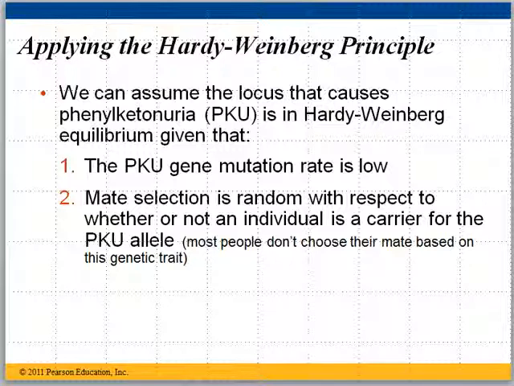So the PKU gene mutation rate is fairly low. That satisfies number one. Mate selection is random. For the most part, when you meet a girl or a guy and fall in love, you don't ask them, hey, what's your PKU status? And you are or are not going to marry them and have children because of that. So that usually is not a factor. So we can say that mate selection is random with respect to this particular thing that we're discussing.